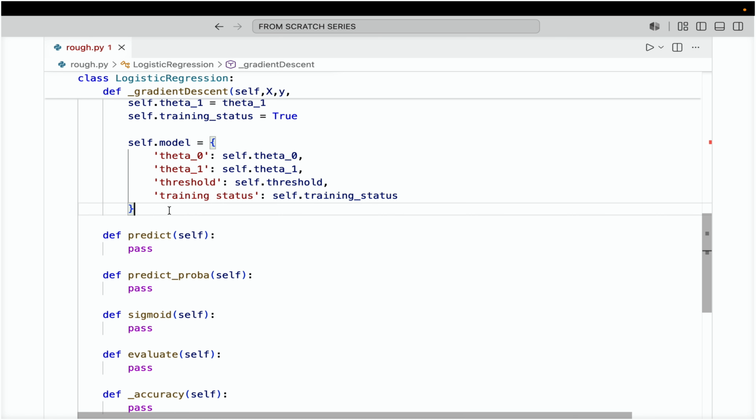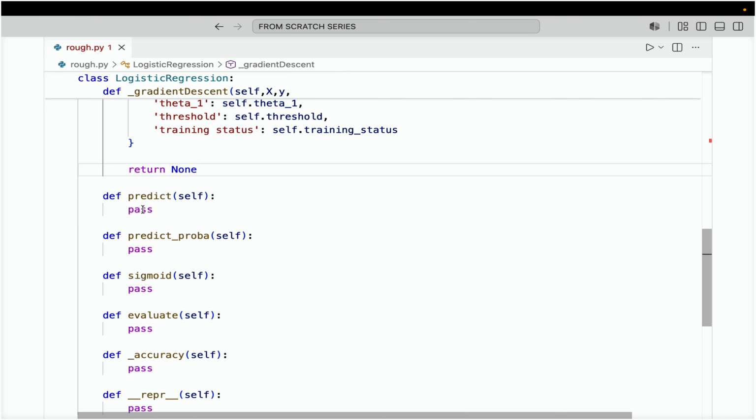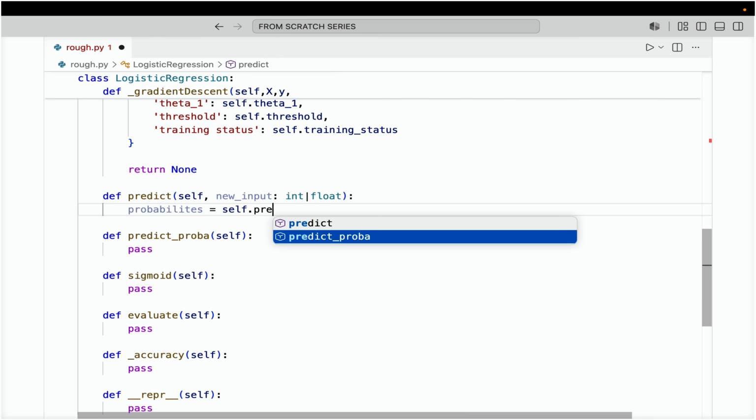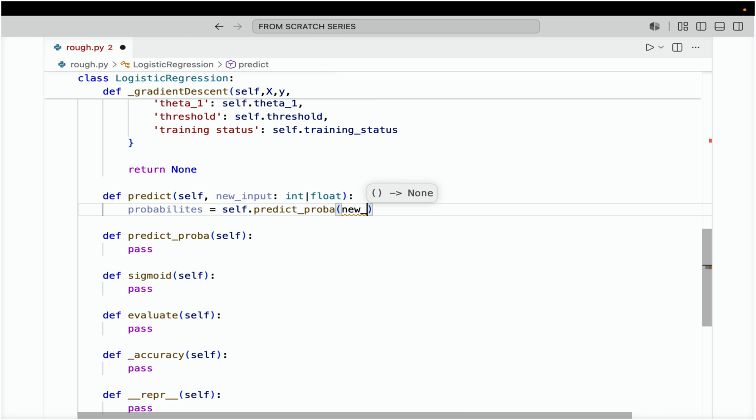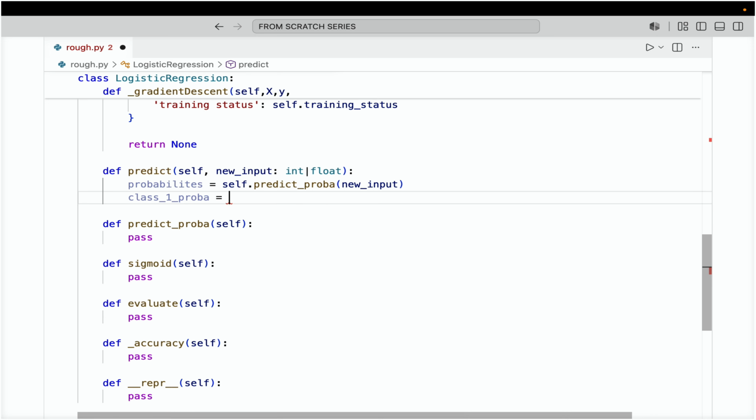So we're returning none here. Let's get going with the prediction. What do we need for the prediction? We need a new input, which can be an integer or float. Let's get probabilities to be, I'll just get prediction, probabilistic predictions, and the probability of this is going to be, let me leave it there. Yeah.